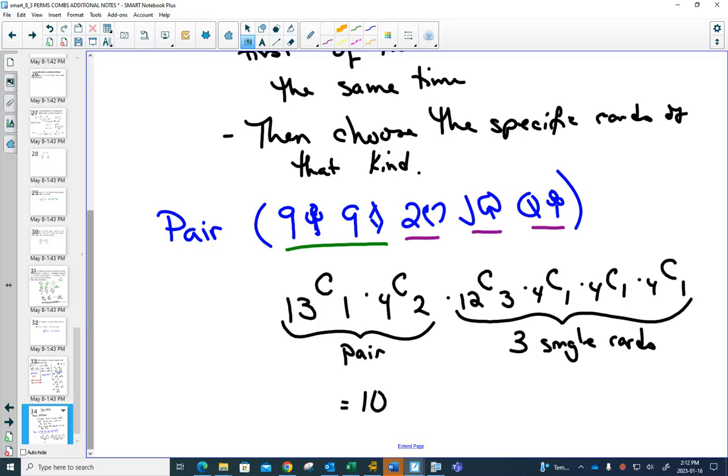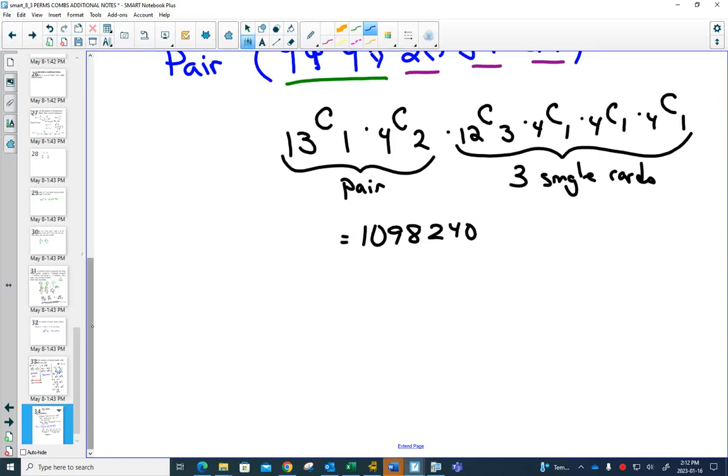Which gives us, out of the 2.6 million poker hands, over 1 million different hands have a pair. Given 5 cards, that means you've got roughly a 1 in 2.5 or a 2 in 5 chance of getting a pair. Not bad, pretty good chance. Okay.